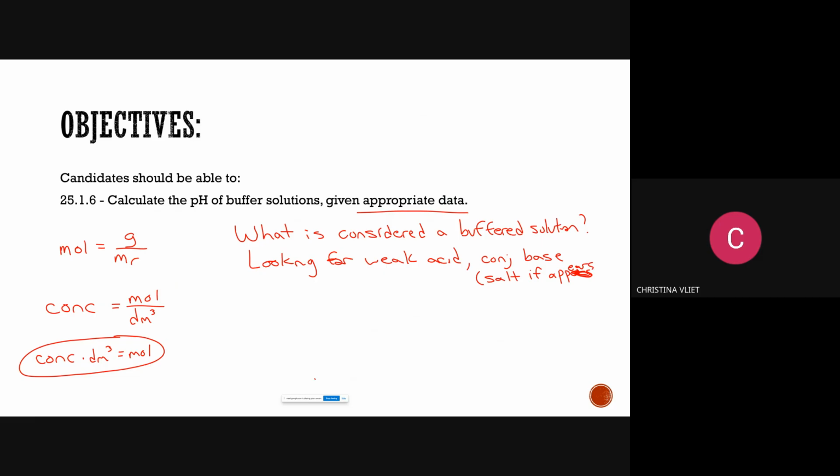So it's a salt if it appears as an ionic compound. Okay. So we know that's what a buffer is. So for example, if I saw a solution that had some HNO2 and some NO2 minus in it, this would be considered a buffer solution.